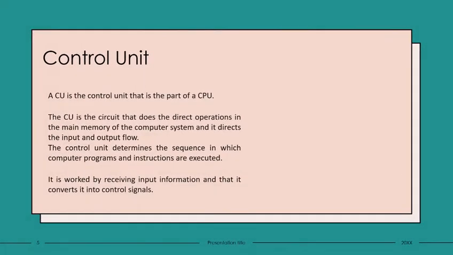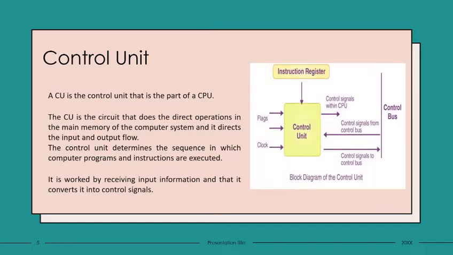Control unit. It is also known as CU. It is one of the most important parts of the CPU. The CU is the circuit that does the direct operation in the main memory of the computer system, and it directs the input and output flow. The control unit determines the sequence in which programs and instructions are to be executed. It works by receiving input information and converting it into control signals.